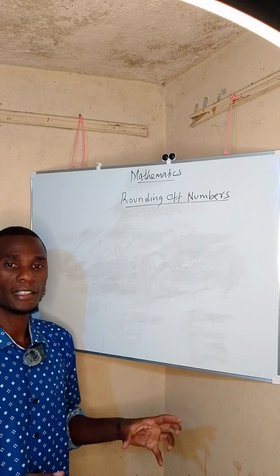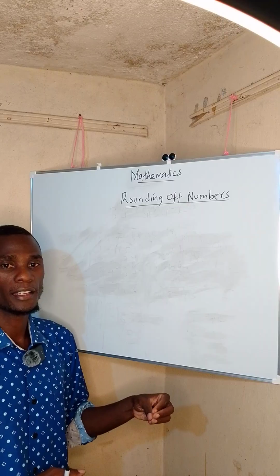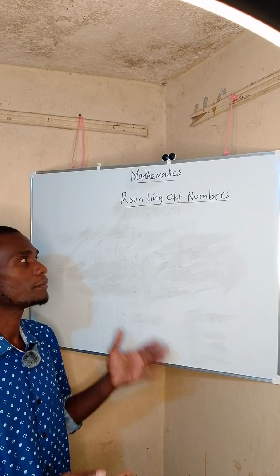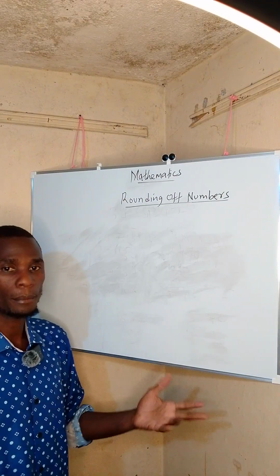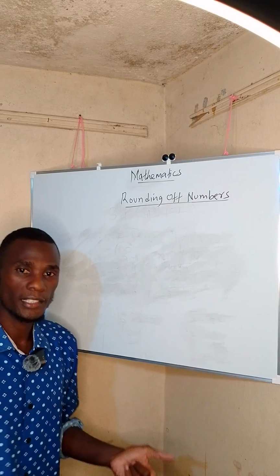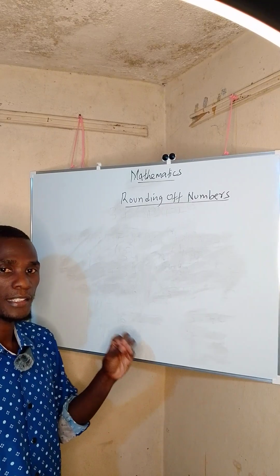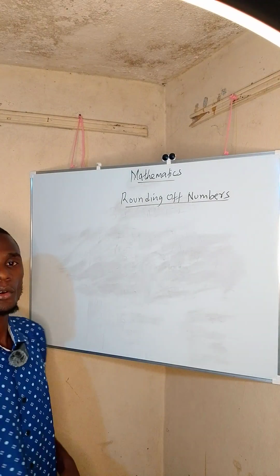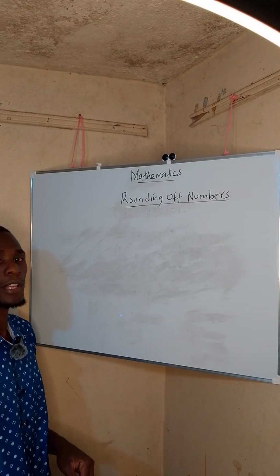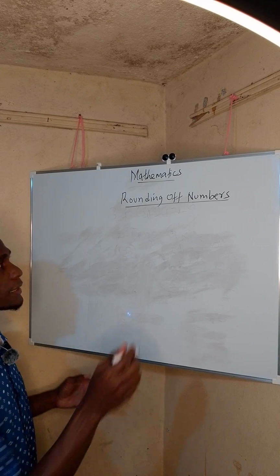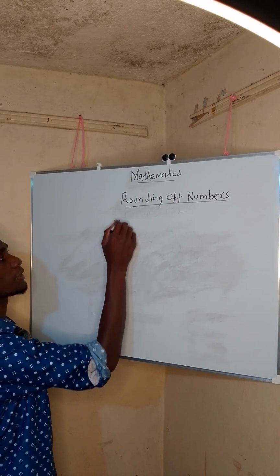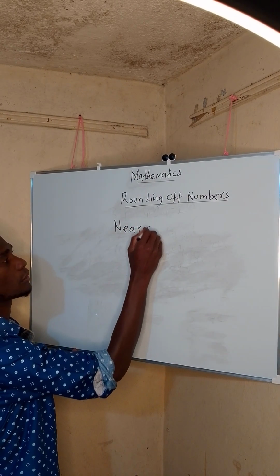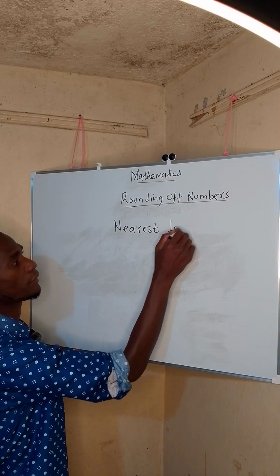So we will take time to explain with so many examples, so that by the end of the day, this learner understands what rounding off is. So in grade 4, they talk about rounding off numbers to the nearest 10.